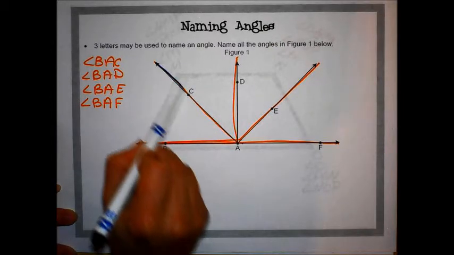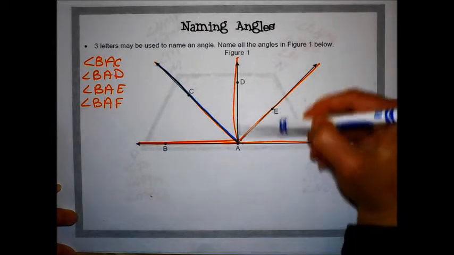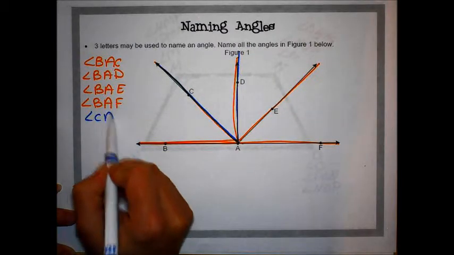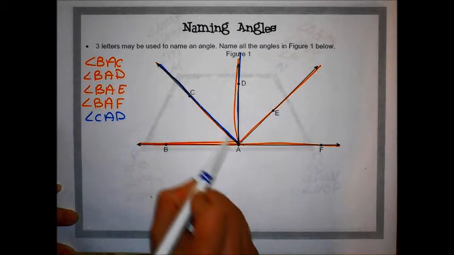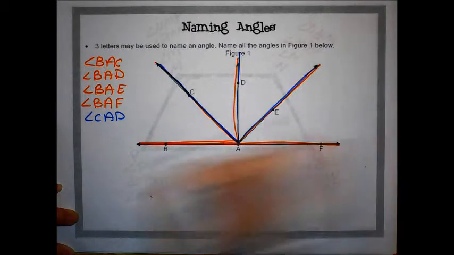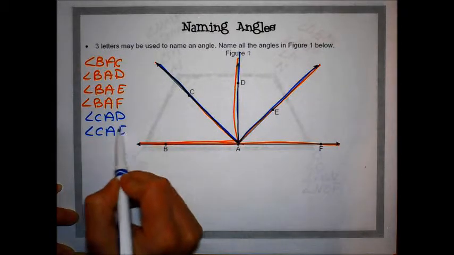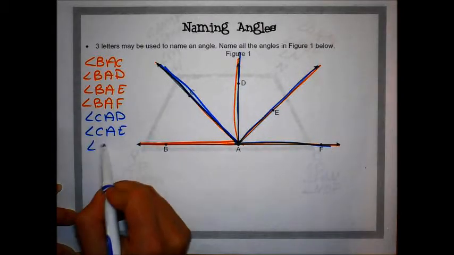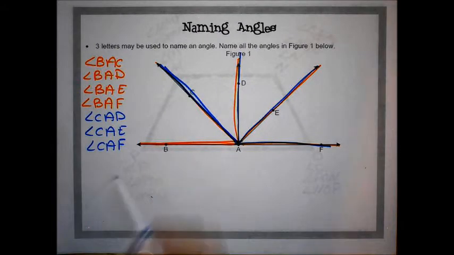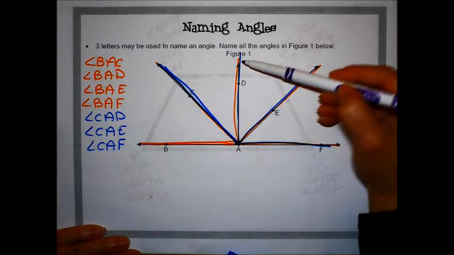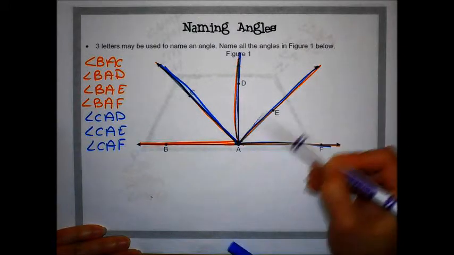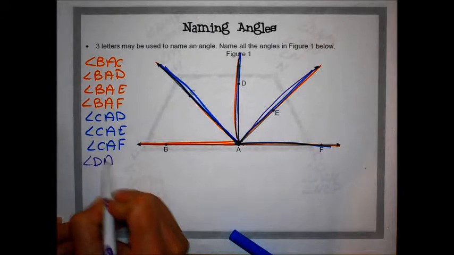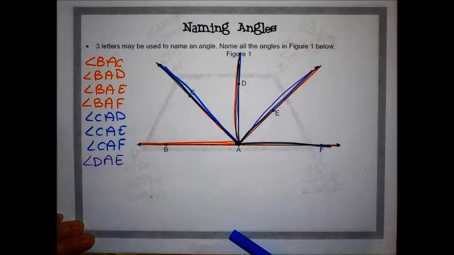I see an angle CAD, an angle CAE, I have angle CAF, and I'm still not finished. I still see some more angles. I have angle DAE. Let's see if we can find any more.